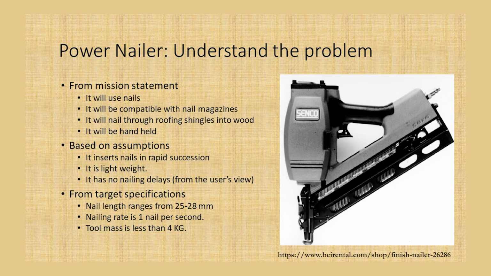The examples are here. The nail length ranges from 25 to 28 millimeters. You remember the target specifications had a metric and a value. So, a metric could be something like the length of the nail, and its range is from 25 to 28 millimeters. The next metric could be the nailing rate, and this nailing rate could be 1 nail per second. The third metric may be that the tool mass is less than 4 kilograms. This whole thing is less than 4 kilograms. So, these are there in the target specifications.